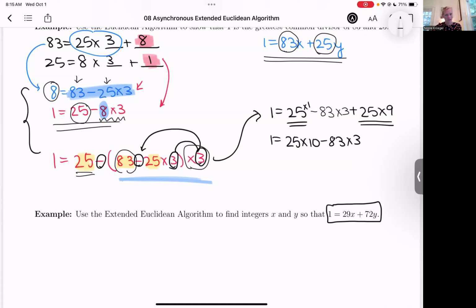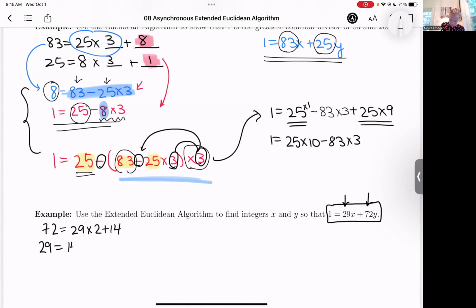So in order to get started, we have to do the Euclidean algorithm. The two numbers we're working with here are 29 and 72. So I'm going to write 72 is 29 times something plus something. So it ends up being 29 times 2 plus 14.